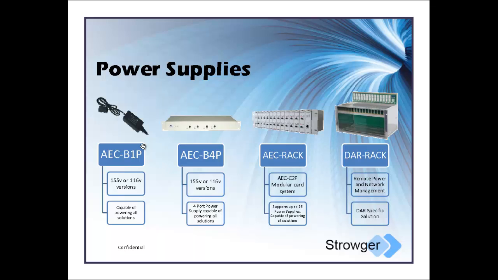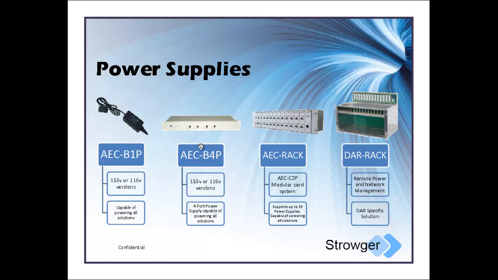Power supplies: for the Express power devices, we have a family of power supplies. First of all, we have this single power supply, which looks a lot like your laptop power supply, the AEC B1P. This product can be ordered with either AC or DC inputs, so it could be deployed at the central office, in a remote cabinet where you have power available, or at the customer premises. The purpose of this product is to take either the AC 110 or the DC 48 input and convert it to 155 or 116 volts output.